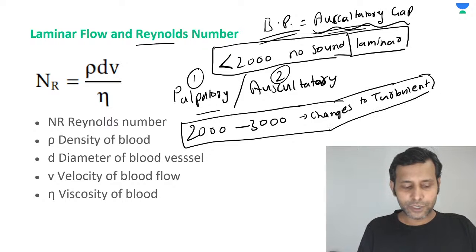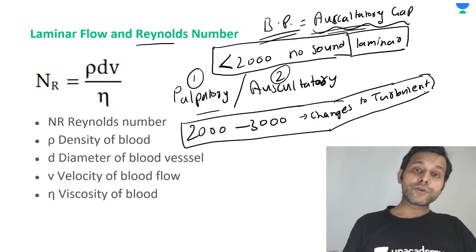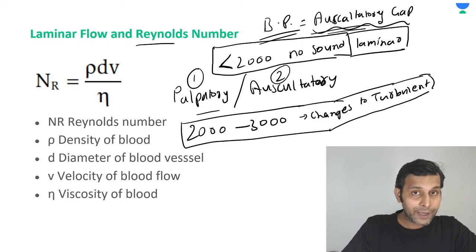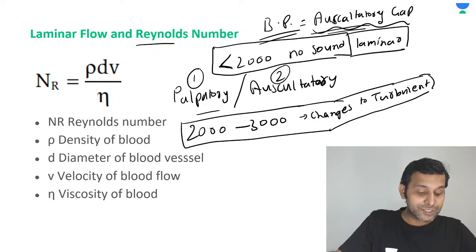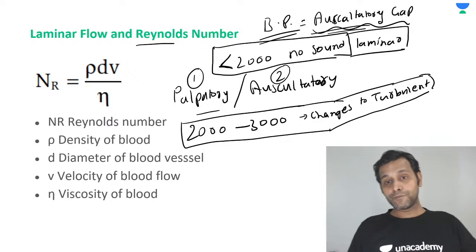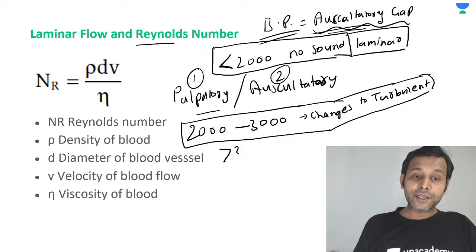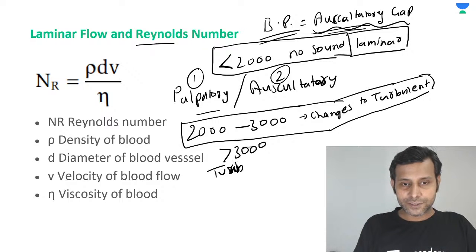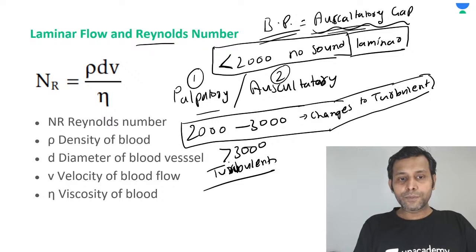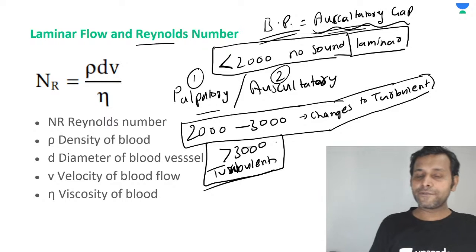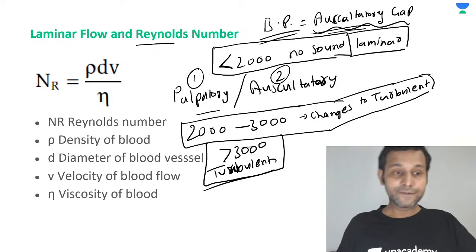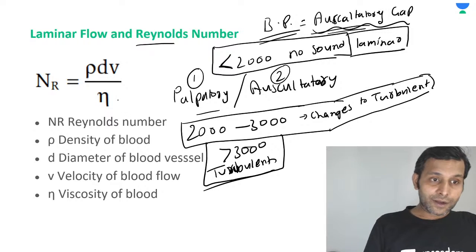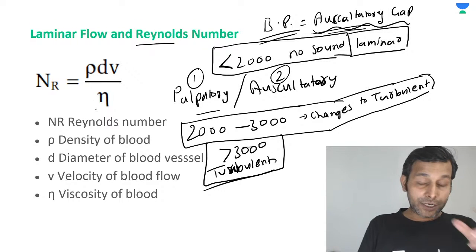From 2000 to 3000, the flow is changing to turbulent flow, and you may or may not be able to hear the sound because it is just changing its pattern of flow. But more than 3000, the flow is definitely turbulent and you can definitely hear the sound. So beyond 3000, you can have this sound being heard. This equation helps in understanding what?